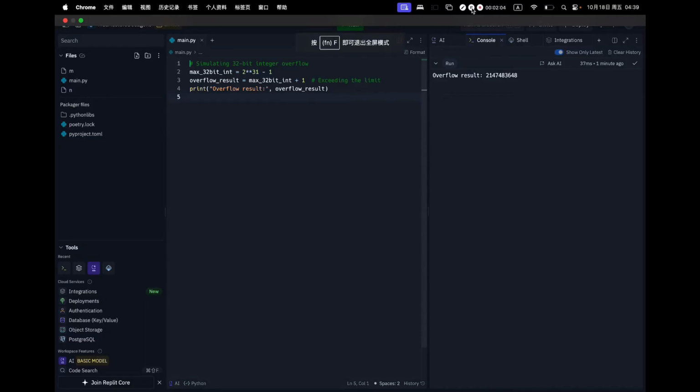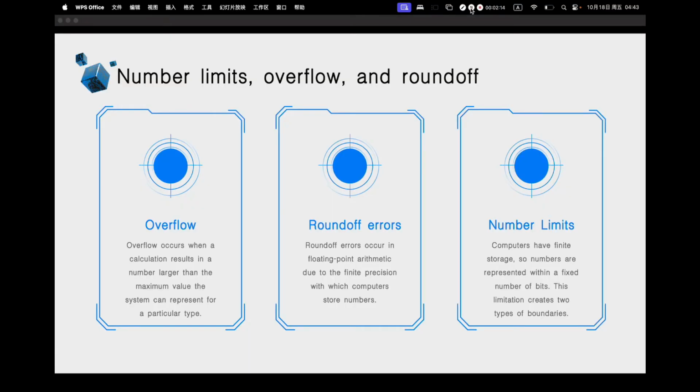But in languages like Java and other languages, it will cause a different type of answer, which we're not going to cover today because it's only a Python review. And then now we can come back to round off errors.